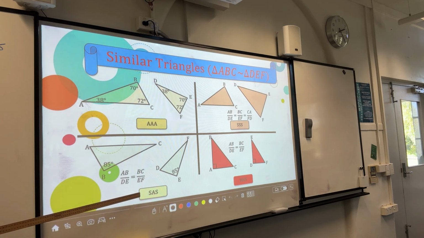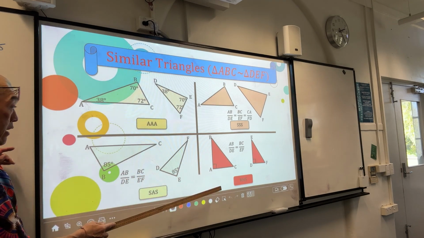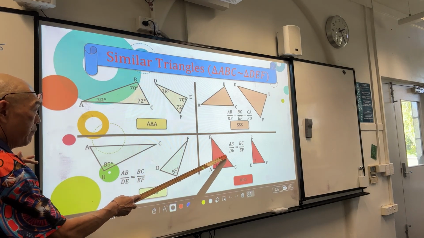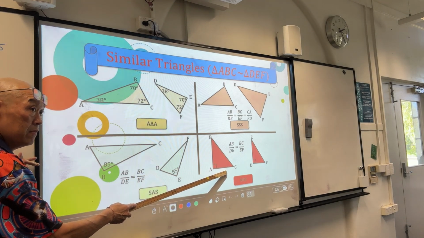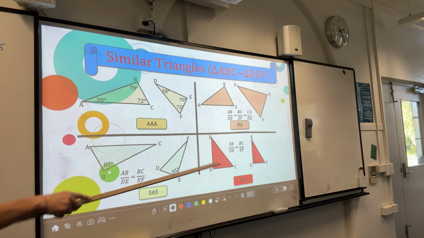Okay, so it cannot be ASS, remember. It cannot be this angle and these two sides. This is okay, because you've got the right angle, hypotenuse, and one of the sides. Whereas this one, no. Right angle, that's fine. Okay?